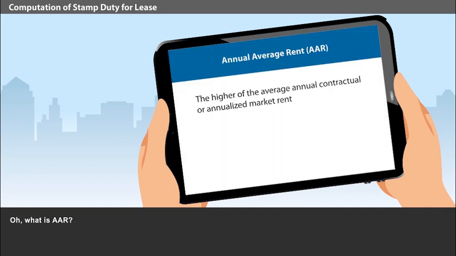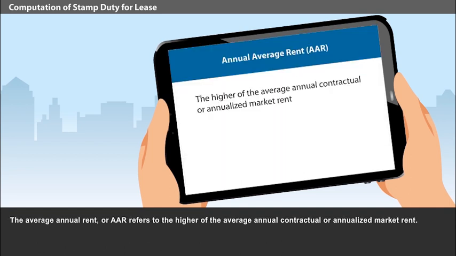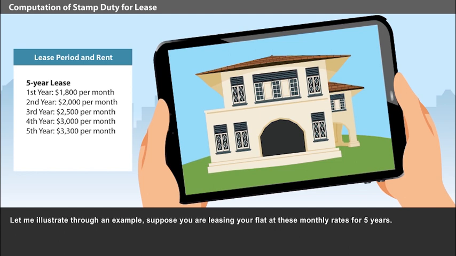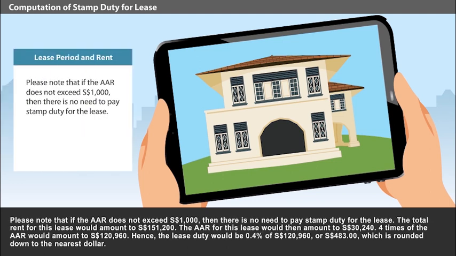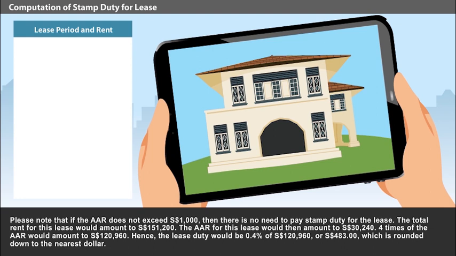Oh, what is AAR? The average annual rent, or AAR, refers to the higher of the average annual contractual or annualized market rent. Let me illustrate through an example. Suppose you are leasing your flat at these monthly rates for 5 years. Please note that if the AAR does not exceed $1,000, then there is no need to pay stamp duty for the lease. The total rent for this lease would amount to $151,200.